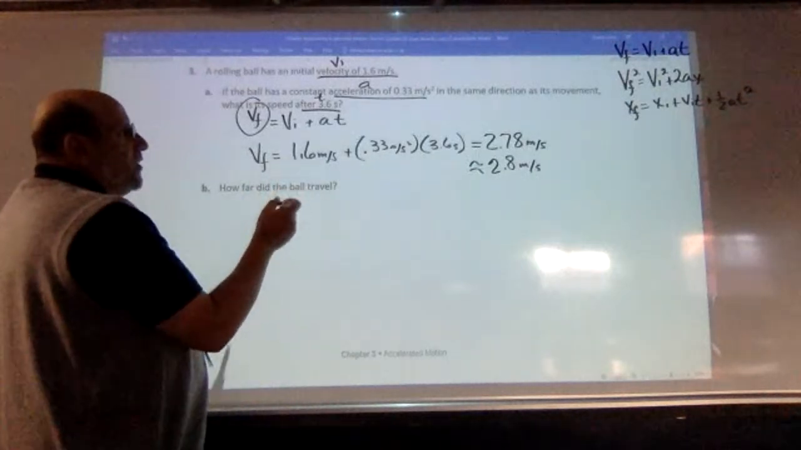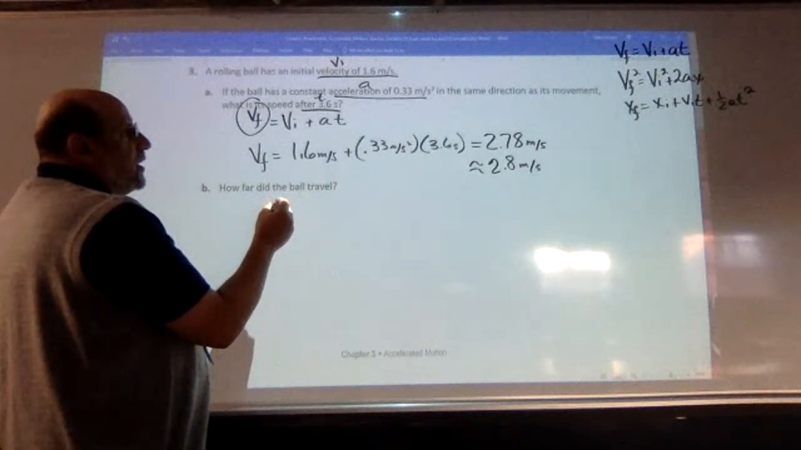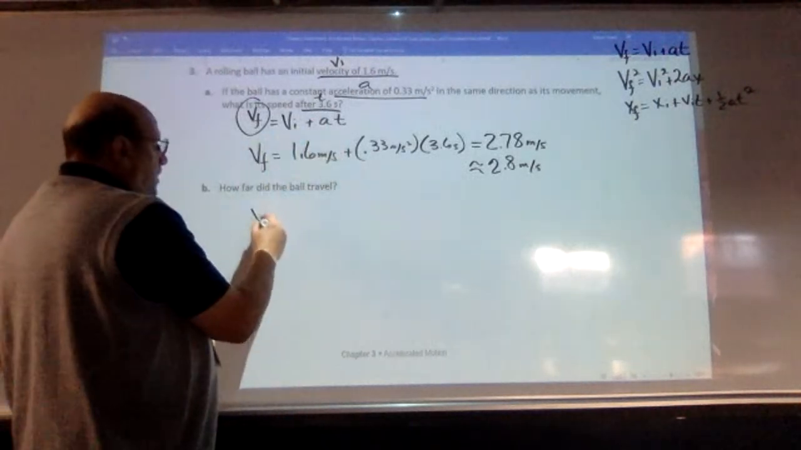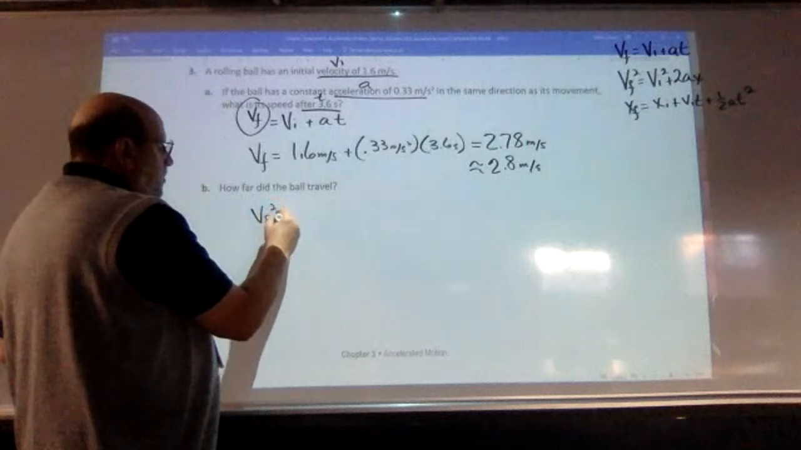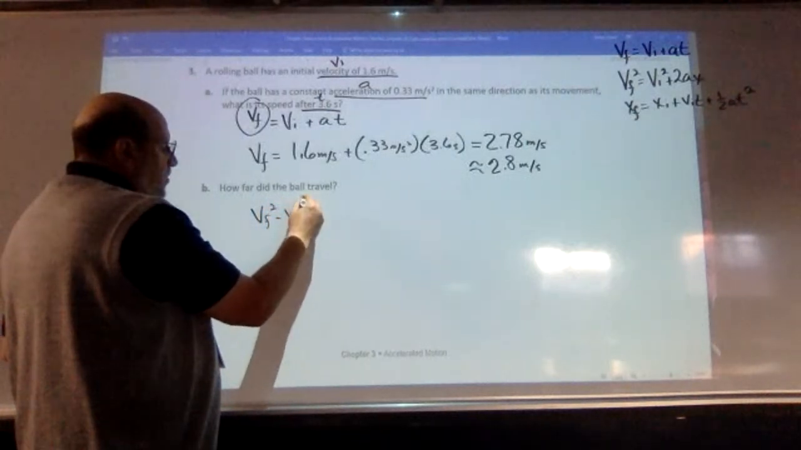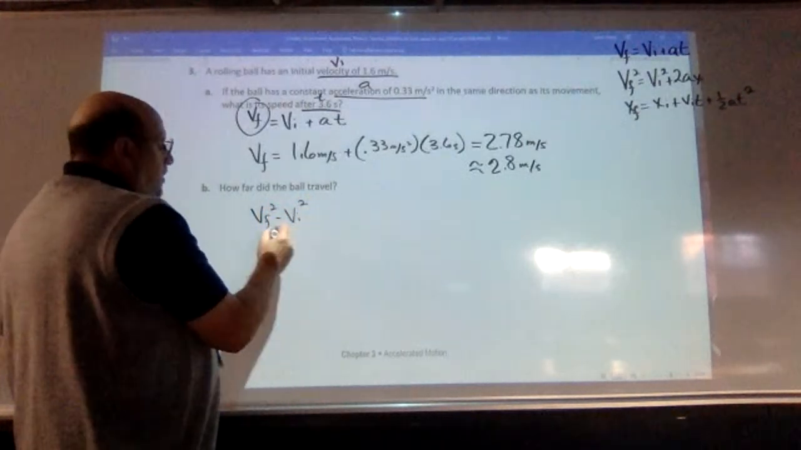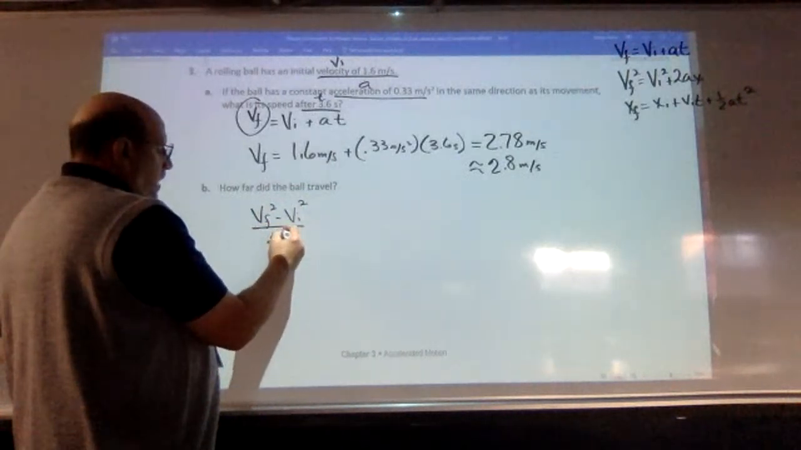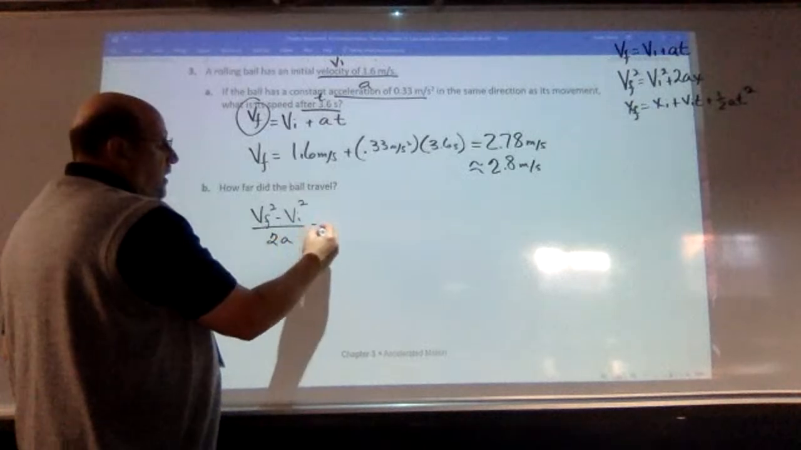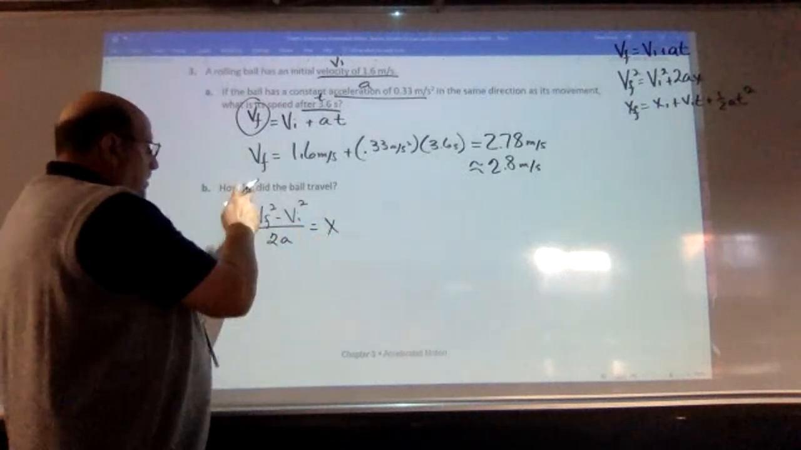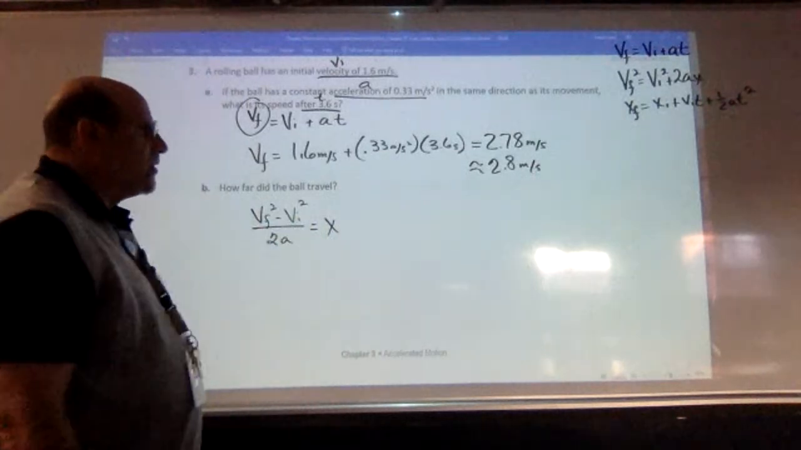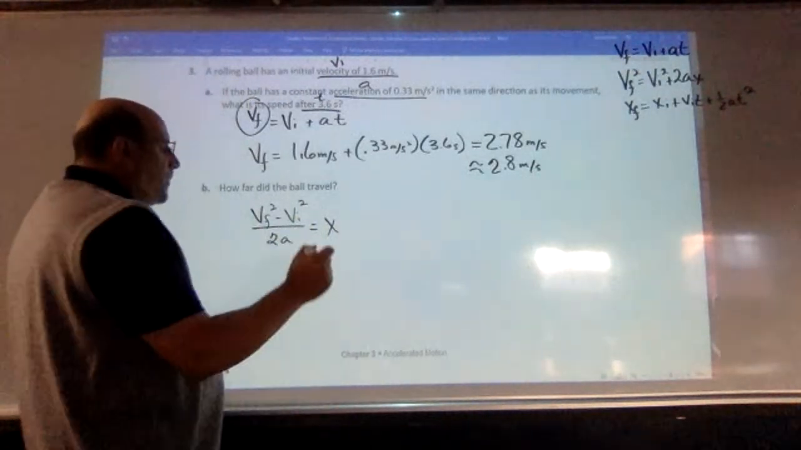So I'm going to go ahead and use that final velocity number and rewrite the second formula, VF squared minus VI squared divided by 2 times the acceleration equals that distance. How far did it travel? So I'm going to go ahead and use this. You could use the other formula if you want.